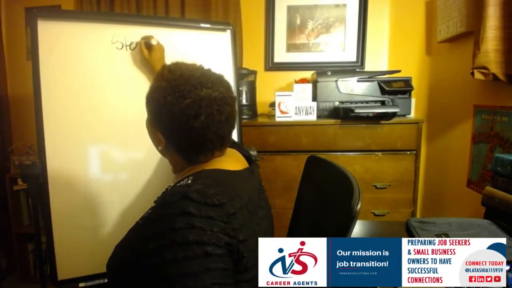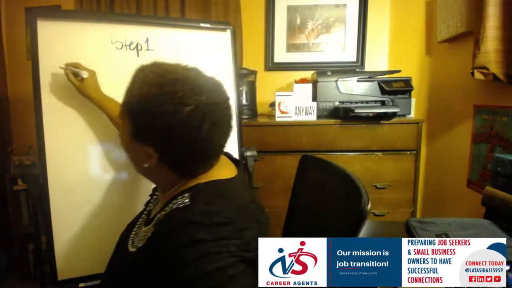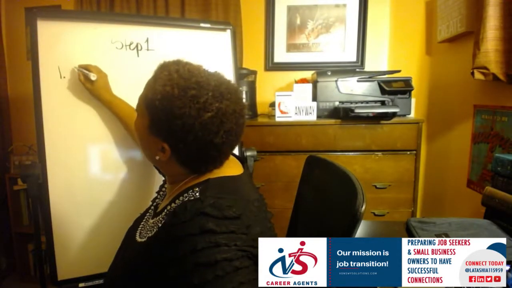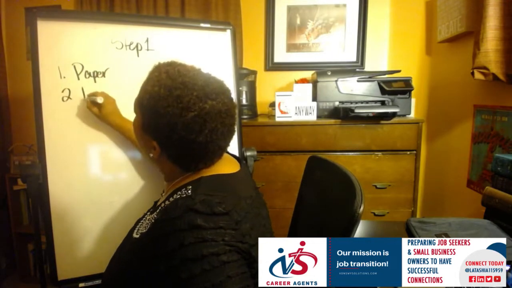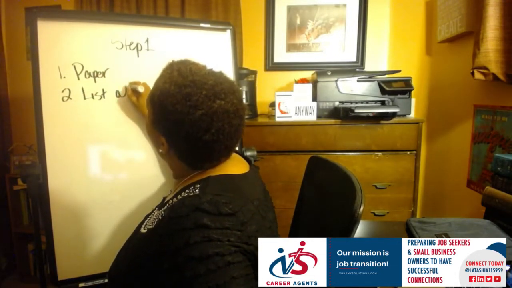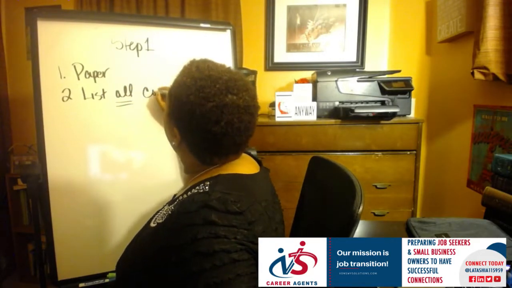So let's talk about the first step in the career development plan. Step one is very simple. If you are currently working for an organization and you have a job description or you just finished doing your performance review, I would suggest you grab those two documents, and as the job seeker, you can use this information to do step one in this process. What step one is: you grab a piece of paper, and then you're going to list all of the competencies required for this job.